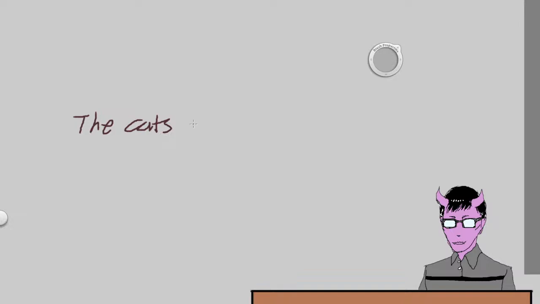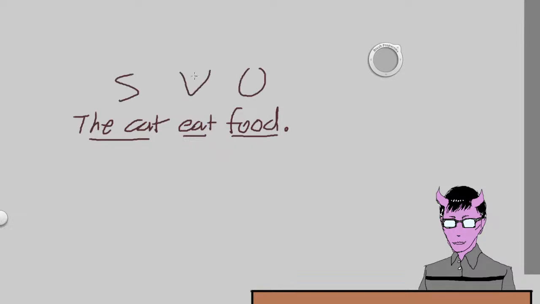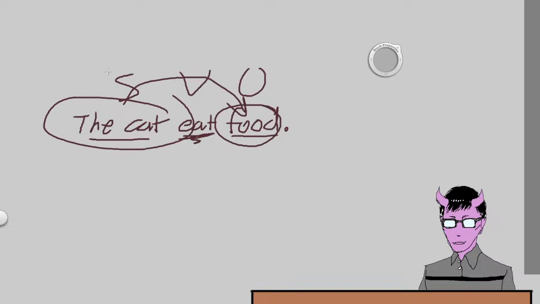So "the cat eat food." Very basic sentence construction. We have a verb. It's a transitive verb. There is a doer of the verb, and then there is a recipient of the verb. So this is this SVO construction, subject, verb, object. Again, it's a transitive verb. There is a transfer of action. The food is being consumed. There's action being performed on the food. So the food is the object of the action, and then the subject is the thing that we're talking about, that we're focusing our mental image of. It's the cat. It's the doer of the action.